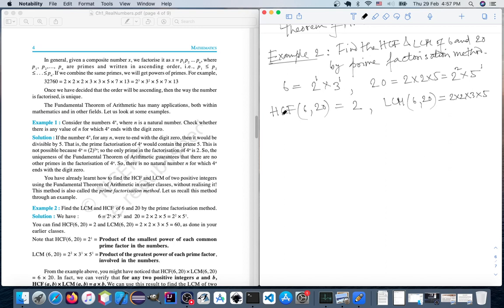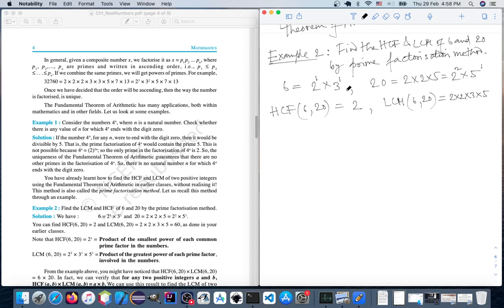So here is the formula. For finding the HCF of 6 and 20, we see the common prime factors of 6 and 20. What is the common prime factor of 6 and 20? 2, right? Forget about the powers at the moment. What is the prime factor that occurs in both the factorization of 6 and in the factorization of 20? 2 is the only common prime factor that occurs in both 6 and 20. So we are having 2.